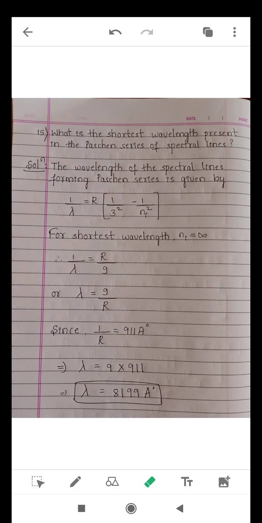So to calculate the shortest wavelength, ni is substituted as infinity, so that we will get the shortest wavelength for the respective spectral series. So next problem.